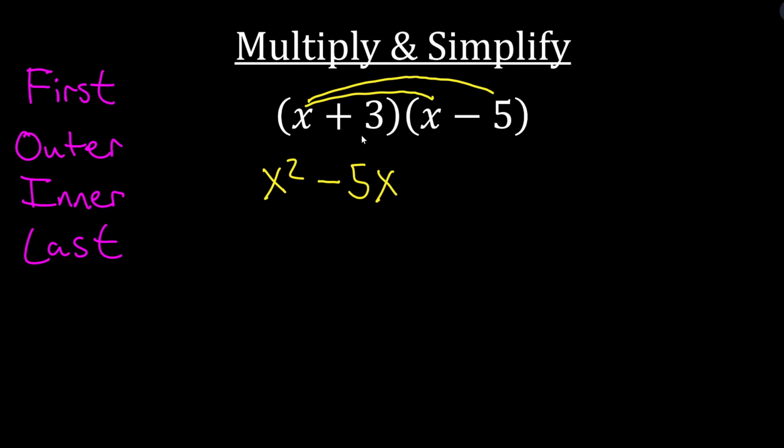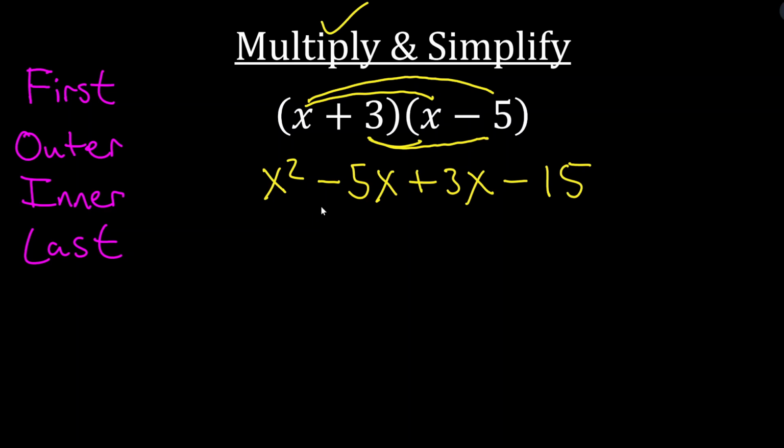So I want to think of this as +3, because there's a plus there, times x, which is plus 3x. And finally, I want to think of this as +3 times -5. So a positive times a negative is a negative, and then 3 times 5 is 15. So we've done the multiplying part. Now we need to do the simplifying part.